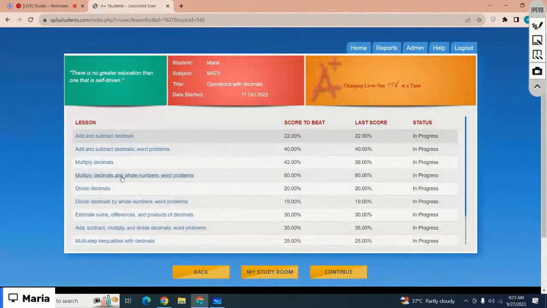The next one is multiply decimals and whole number word problems. You have to do the word problems on your own. I have already done all the lessons on aplusstudents.com. You can even search the channel and find the lessons there, right? The next one is divide decimals.